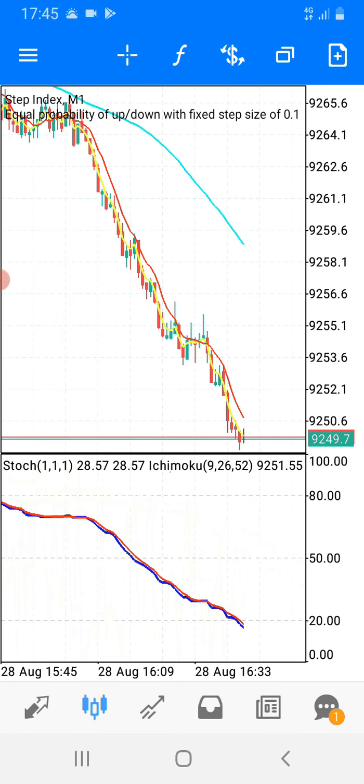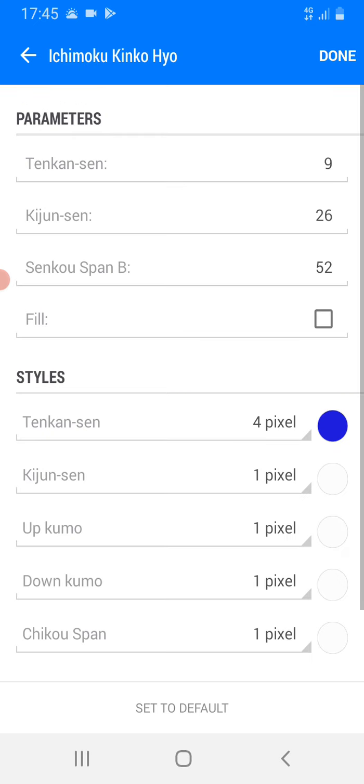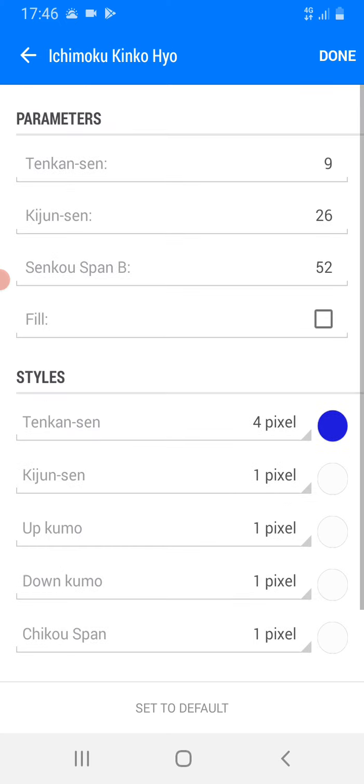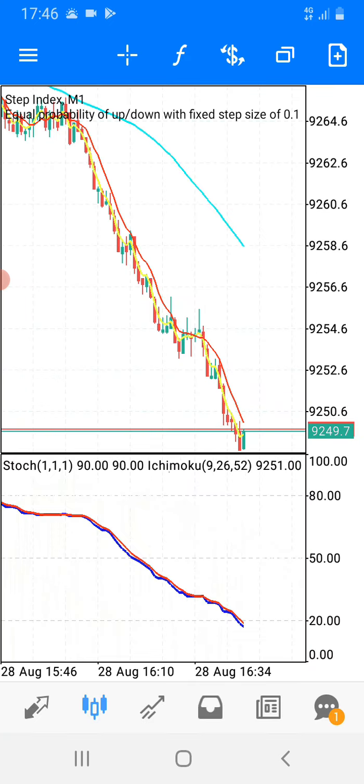It's very simple, guys. The next indicator is the Ichimoku. The Tenkan-sen 9, Kijun-sen 26, and the Senkou Span is 52, just as you can see on my screen. So guys, the Tenkan-sen is 4 pixel. You use the color blue, while the Kijun-sen, the up Kumo, down Kumo, and the Chikou Span, you use 1 pixel for each of them, and use the color of your screen. It's only the Tenkan-sen that should be on a different color. I'm using blue. Use it for better understanding so you can compare.